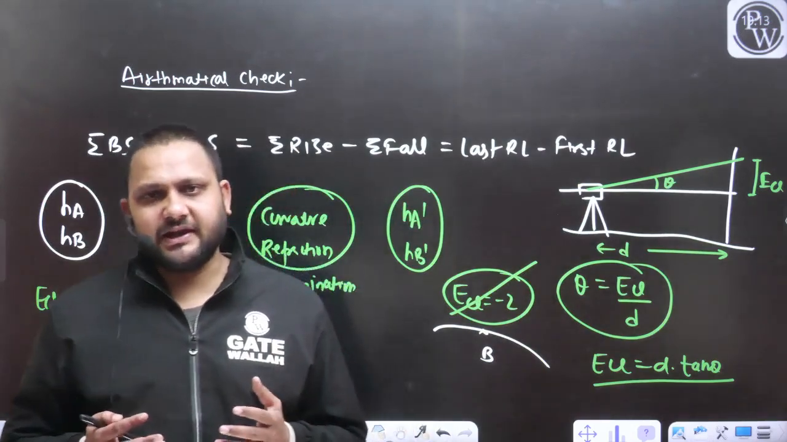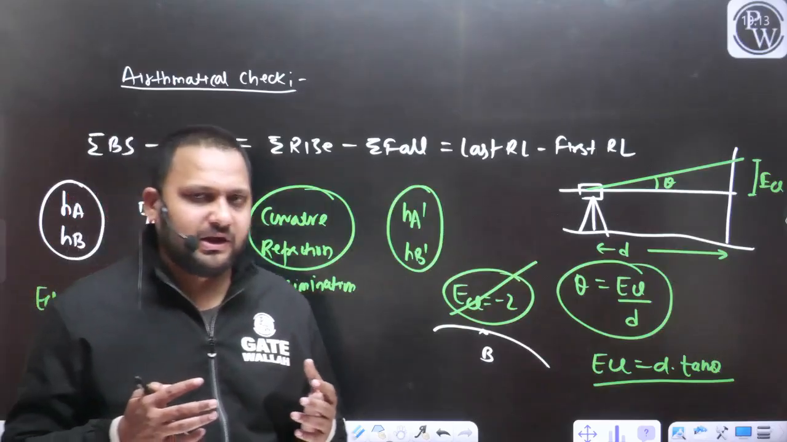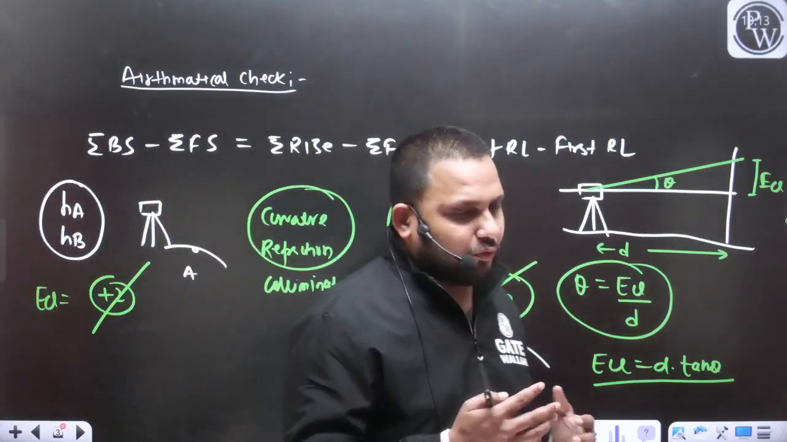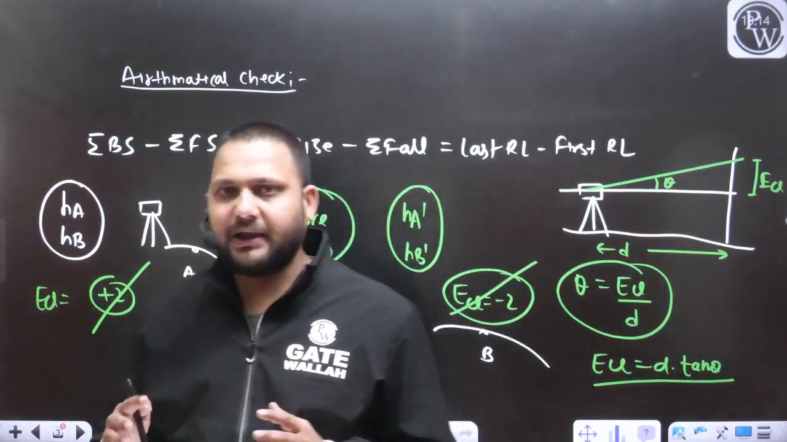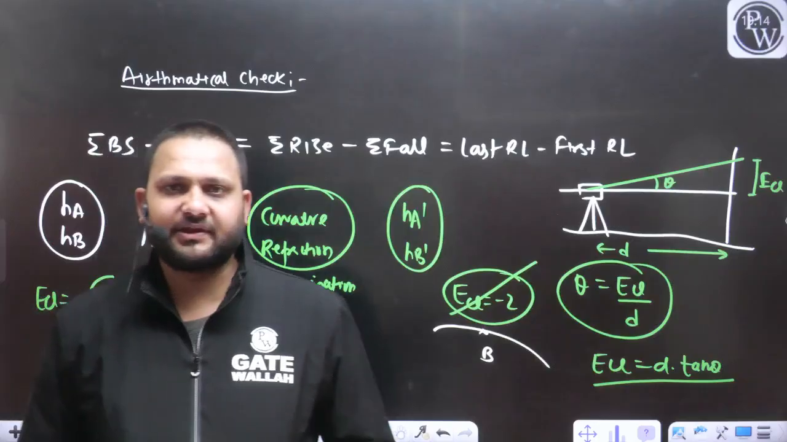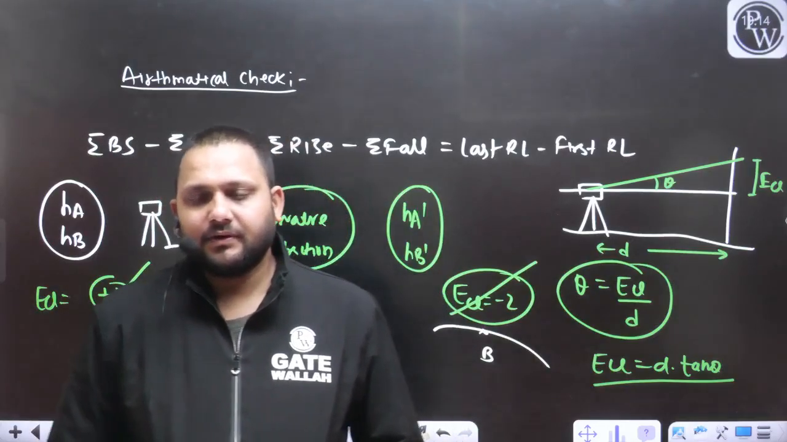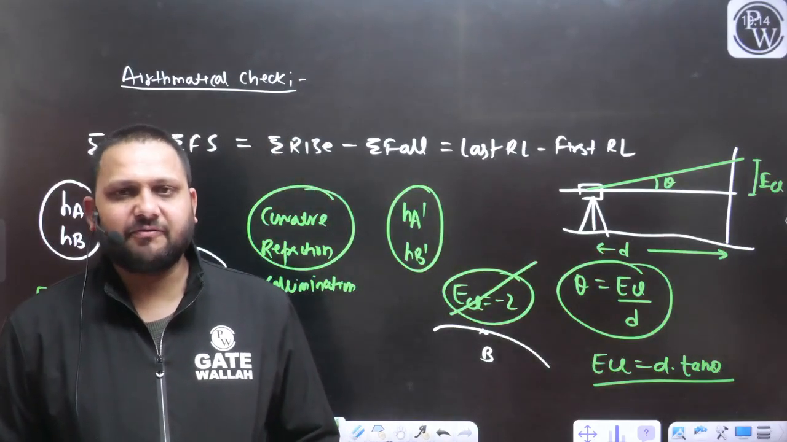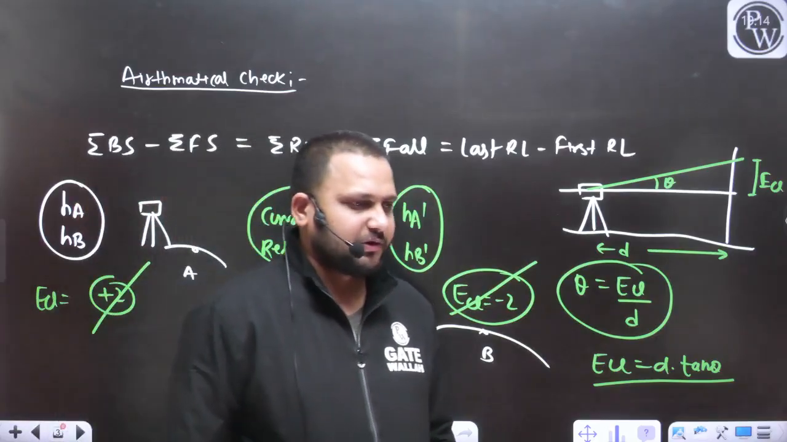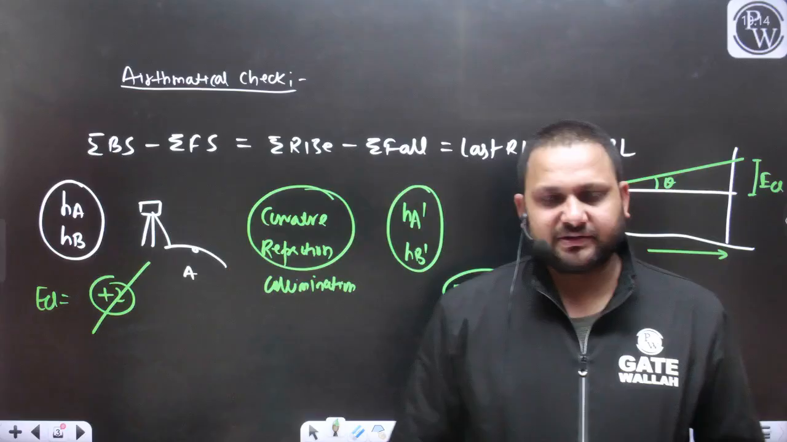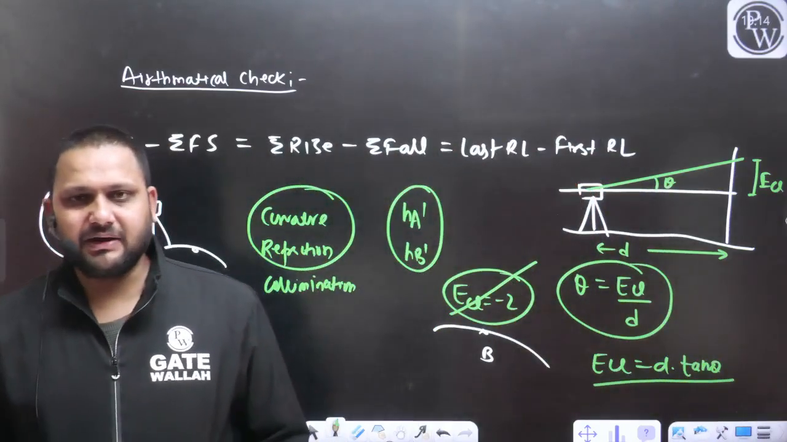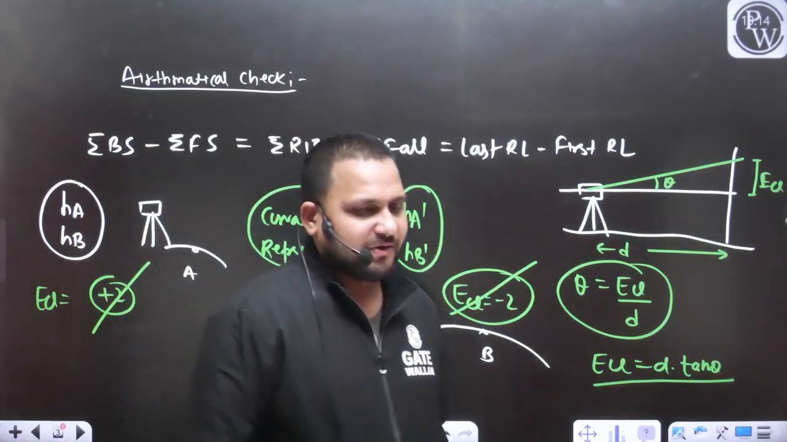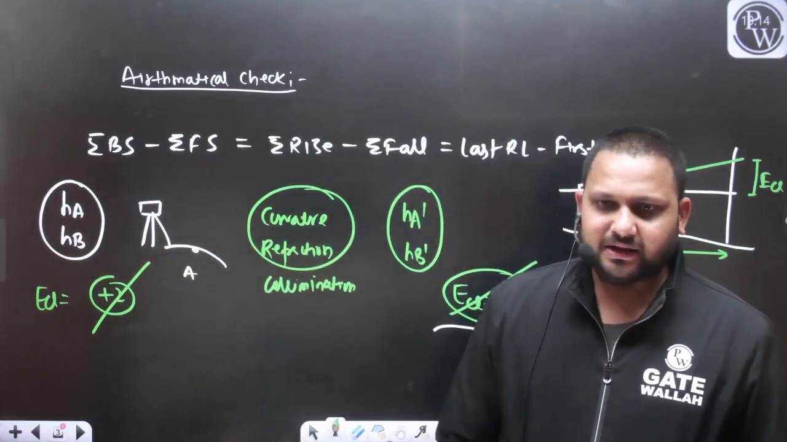That's why we were saying in the case of reciprocal leveling, error due to the collimation will be eliminated. There will be no need to apply a separate correction for the collimation error. Now I think the point is clear to everyone. If from station A we are committing a positive error and from station B we are committing a negative error of the same magnitude, ultimately the resultant effect is going to be 0. The resultant error will be equal to 0.